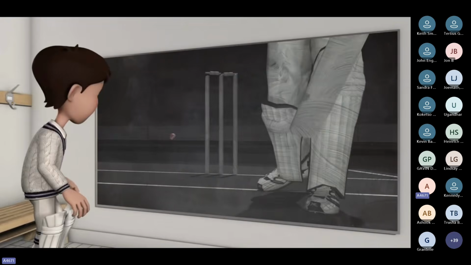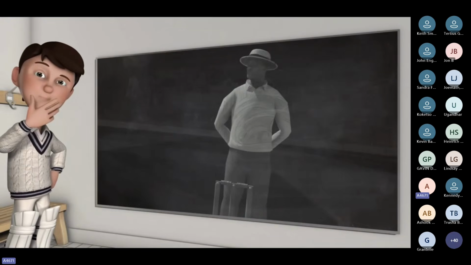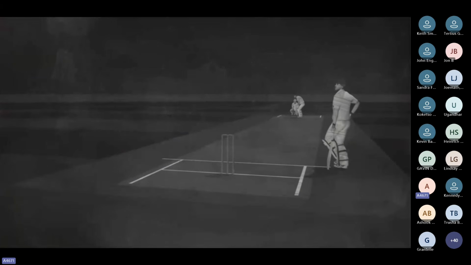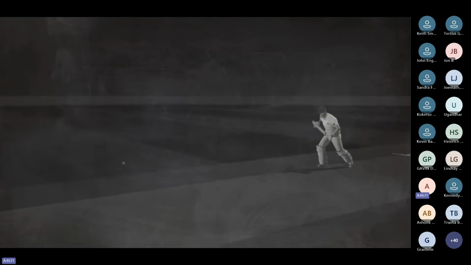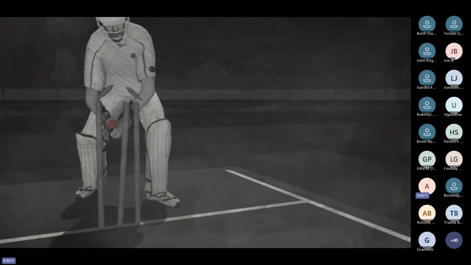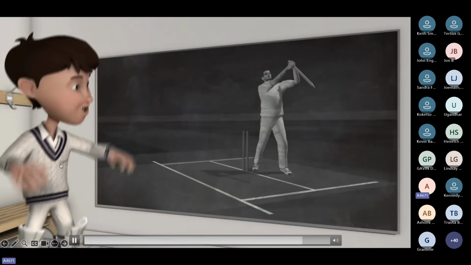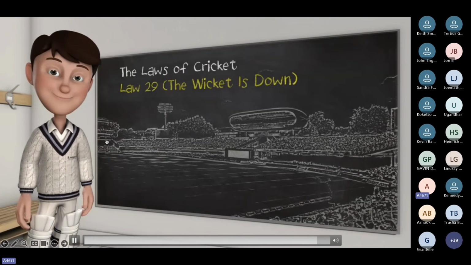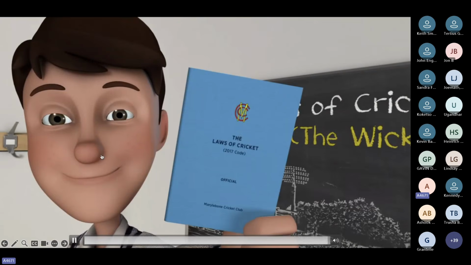If the bail merely bounces and comes to rest back on the stumps, then that is not out. The wicket is down at the precise moment that both ends of either bail are removed from the stumps. Right about now. Should you have further questions on this tricky subject, such as how to put the wicket down when one or both bails have already been removed, head over to Law 29 in MCC's The Laws of Cricket.